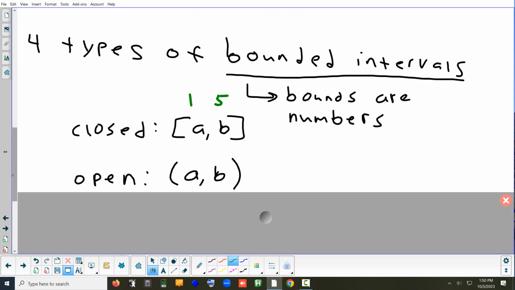Now, with an open interval, you can pick any number between the 2 values, but you can't pick the endpoints of the interval. So if I had an interval from 1 to 5 here, well, that means I can pick a number like 1.0000001 up to 4.9999999. Okay, I can't pick 1 and I can't pick 5.